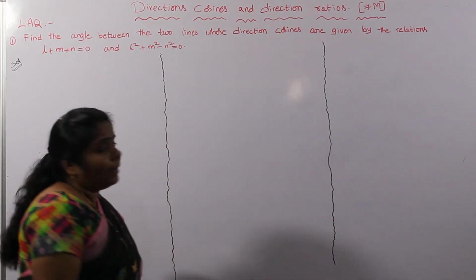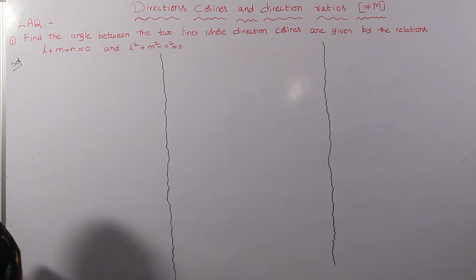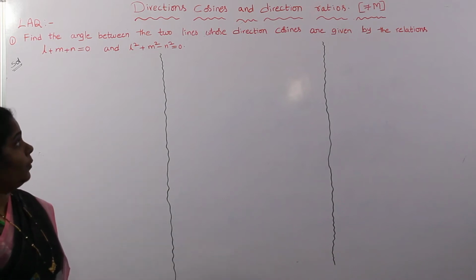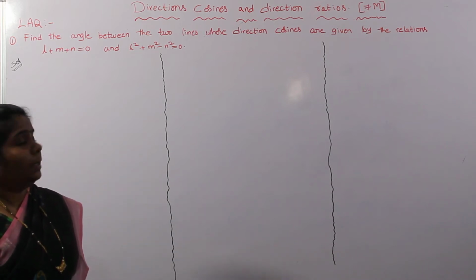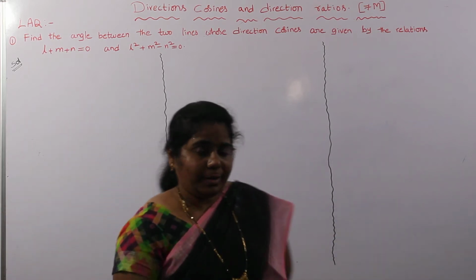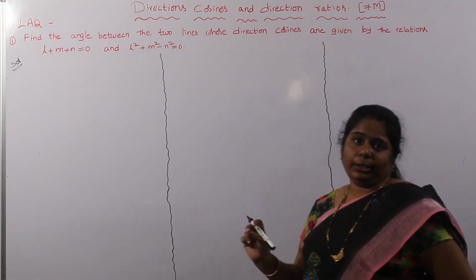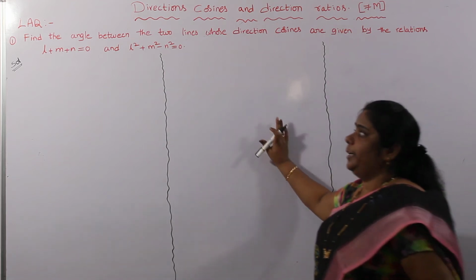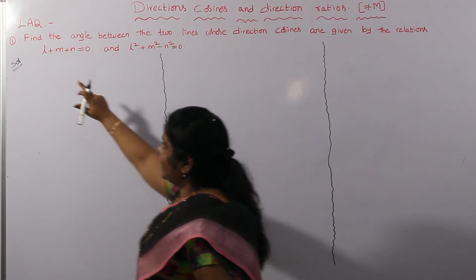Direction cosines and direction ratios. This is actually a first year chapter, one of the important LAQ topics. From this chapter we have a total of 8 LAQs, and from these 8 LAQs we get 1 LAQ in the final exam. Very important topic. This is the first LAQ.